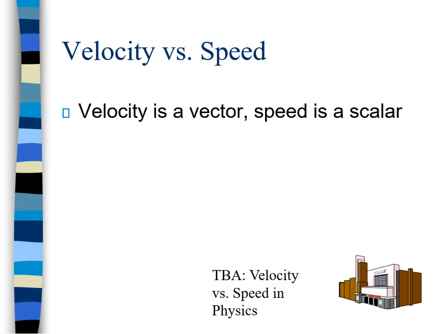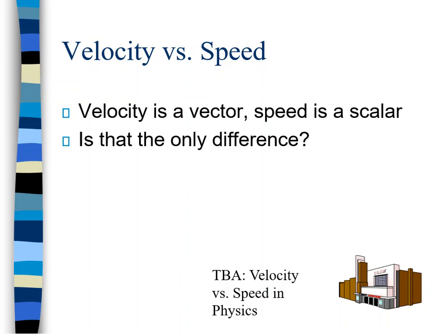Velocity is a vector, and speed is a scalar. I wonder if there's a clever way of remembering that. Trying to come up with something. Is that the only difference between them? Just, oh, they got different words.